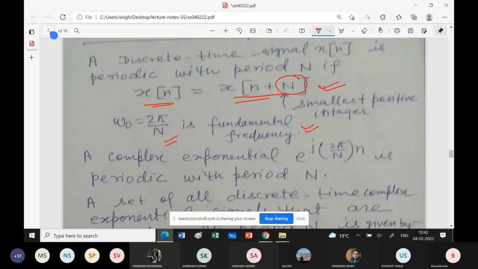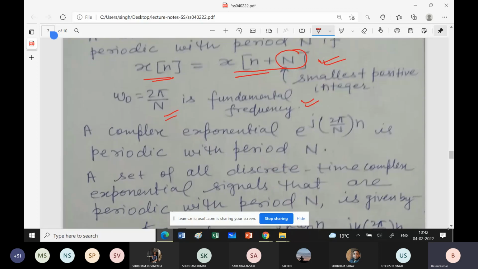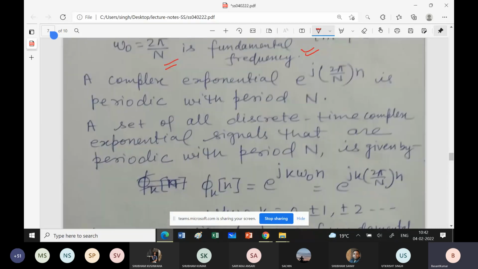Now हम यहाँ पे कॉम्प्लेक्स एक्सपोनेंशियल ले रहे हैं. So a complex exponential is periodic, ये भी पीरियोडिक है with a period N.